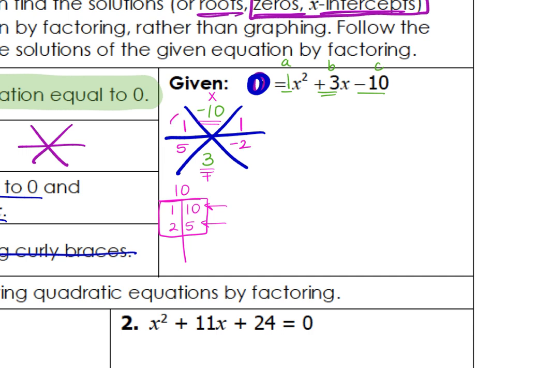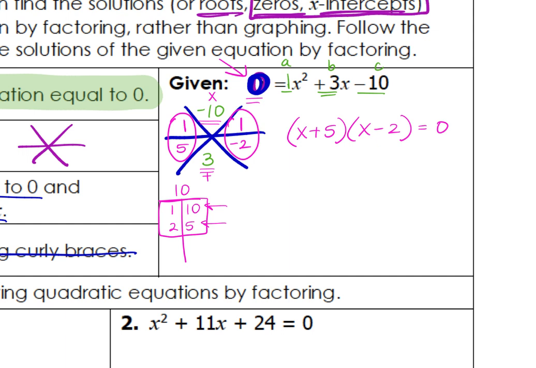So now from here, you're going to set up your parentheses. That 1 over 5 is 1x plus 5, okay? And then the 1 and negative 2 is 1x minus 2. But notice the difference now. We started this whole thing by setting it equal to 0. So we're going to set that equal to 0.